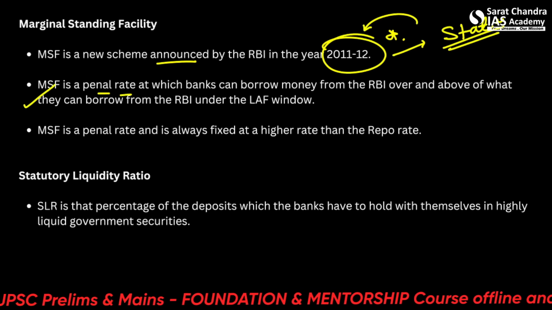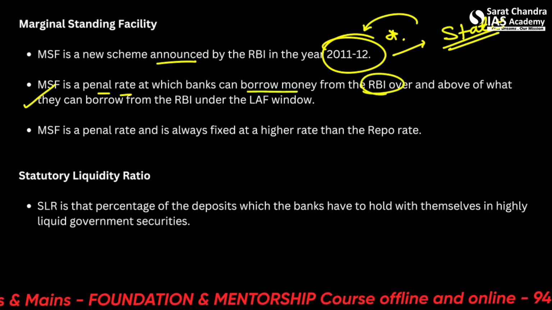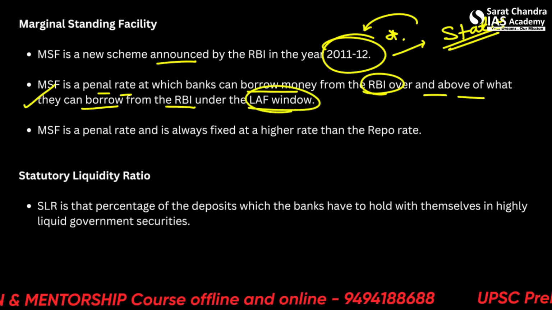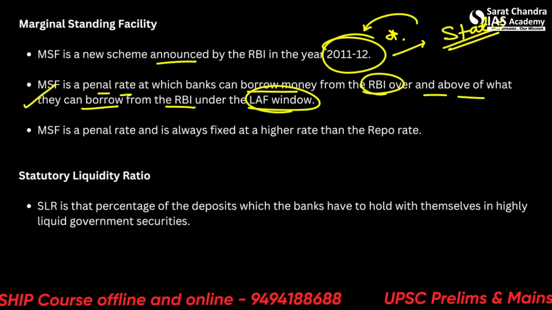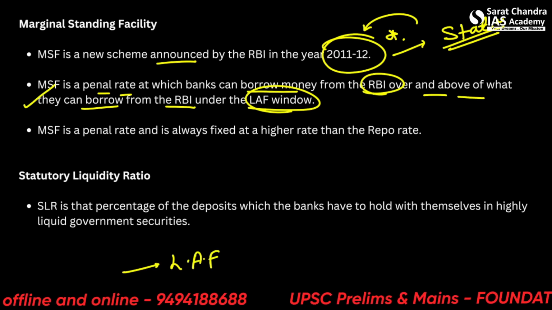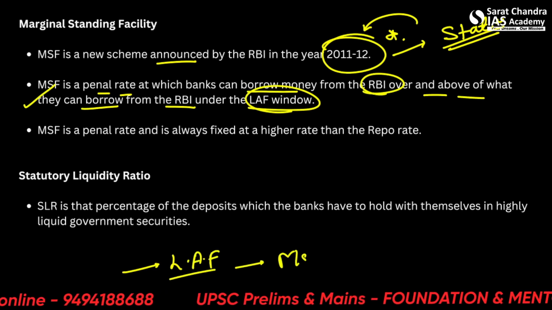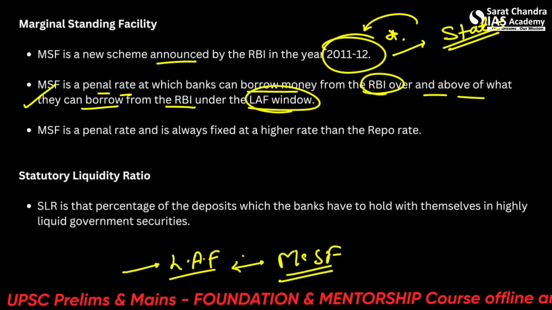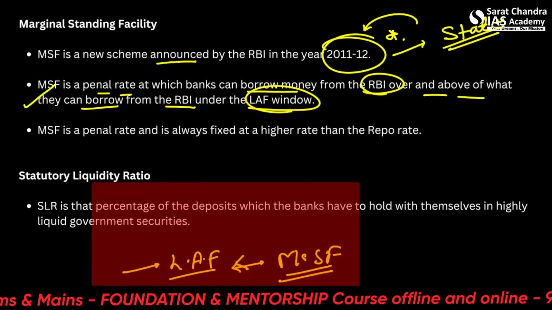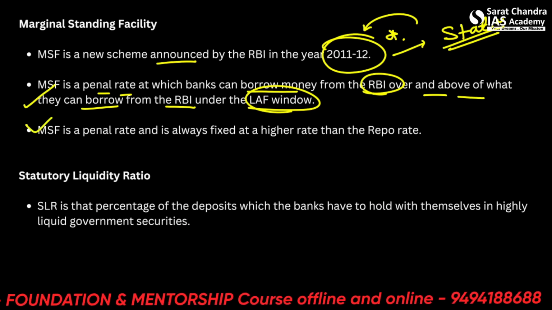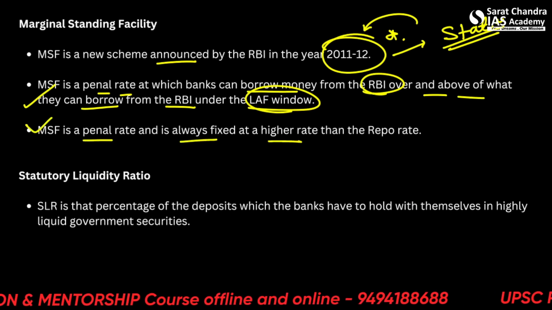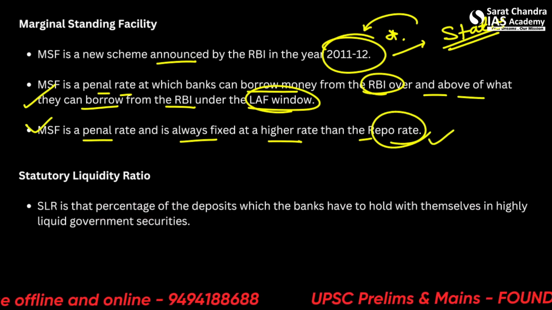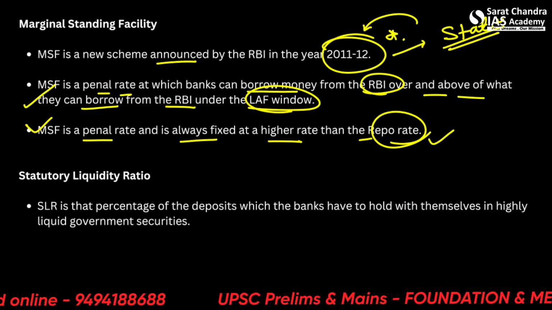MSF is a penal rate at which banks can borrow money from the RBI over and above what they can borrow under the LAF window. So the next solution after the LAF is MSF. The interest rate of borrowing here is higher than the LAF. MSF is a penal rate and it's always fixed at a higher rate than the repo rate. This is also a statement, but a very common sense statement, so no need to overburden your mind with these things.